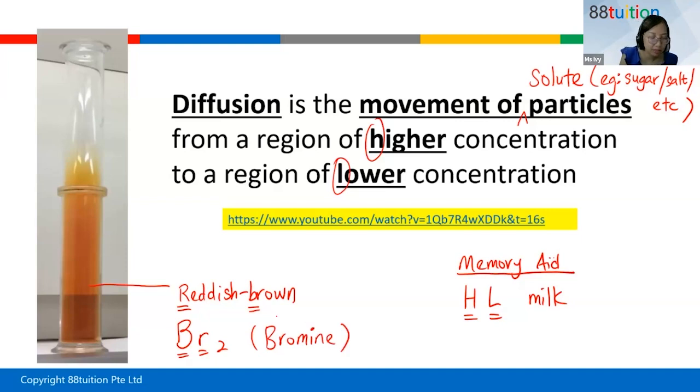This bromine vapor is moving from a place of higher concentration to a place of lower concentration. After a while, you will see the bromine moving up. Later, the whole gas jar will be reddish brown. Right now there's no bromine here, so the bromine will diffuse upwards. I use the word diffuse because bromine is not water. Water is reserved for osmosis. Diffusion is the movement of any particle, can be sugar, salt or bromine, from a region of higher concentration to a region of lower concentration.